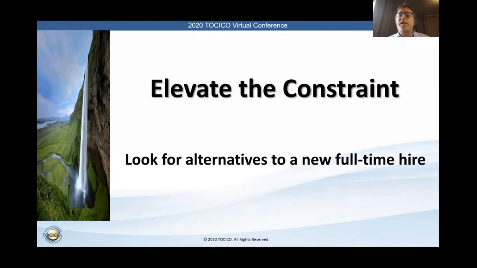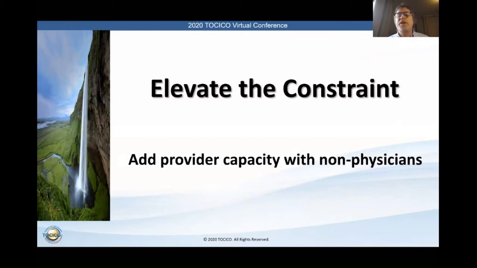Can we expand existing shifts by a couple of hours, for example? Can we create an on-call schedule and have our current emergency providers come in as needed when patient volumes trigger some threshold to increase the capacity? Can we hire part-time physicians rather than a full-time provider? Or, based on our patient acuity, would it make sense to hire an advanced practice provider instead of a physician? In many EDs, for every hour of emergency physician coverage, you can add 2 to 2.5 hours of physician assistant or nurse practitioner coverage at the same rate.